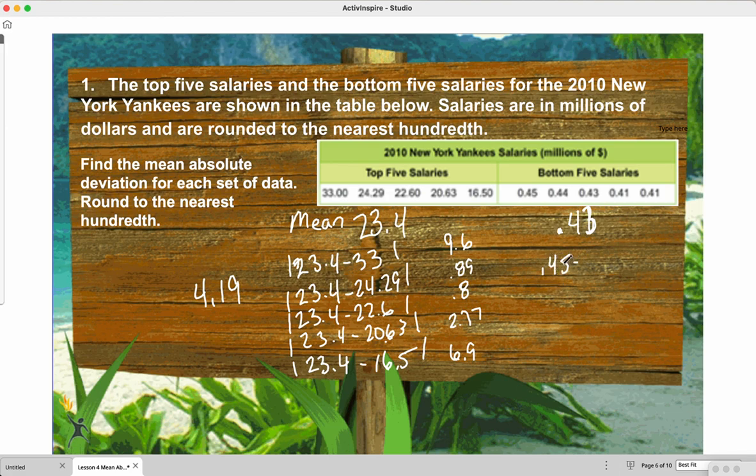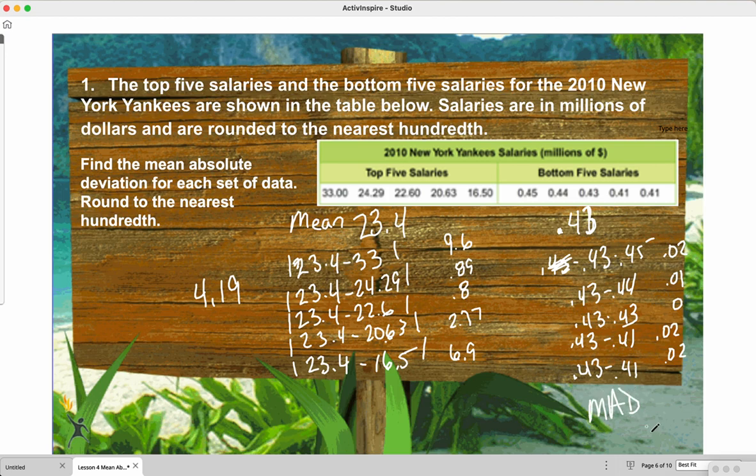0.45. Sorry, 0.43 minus 0.45, 0.43 minus 0.44, 0.43 minus 0.43, 0.43 minus 0.41, and then 0.43 minus 0.41. So you get 200ths, 100th, 0, and 200ths. So the MAD for this side, we'll put it down here at the very bottom, is 0.01, and it's 0.014, so it rounds to 0.01.